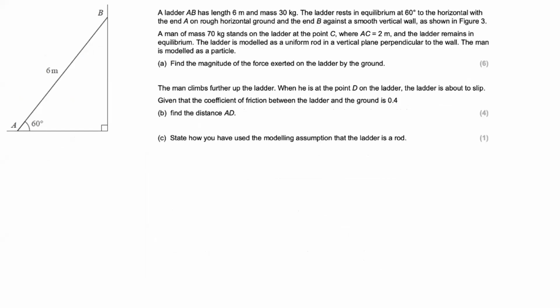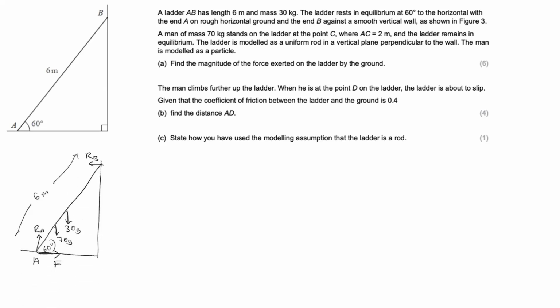Okay, this ladder AB, 6 meters long, has a mass of 30 kilograms, so that's 30G at the center, downwards, because it's uniform. It says somewhere it's uniform, at 60 degrees with the horizontal. A man of 70 kilograms stands on the ladder 2 meters from the base, and it's in equilibrium. And we want the magnitude of the force exerted on the ladder by the ground, for 6 marks.